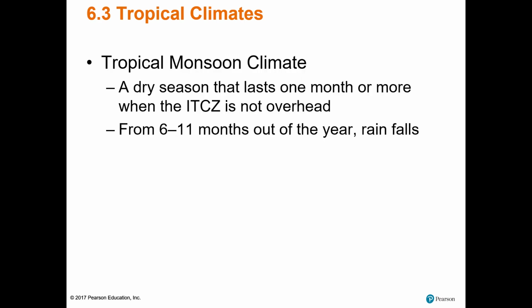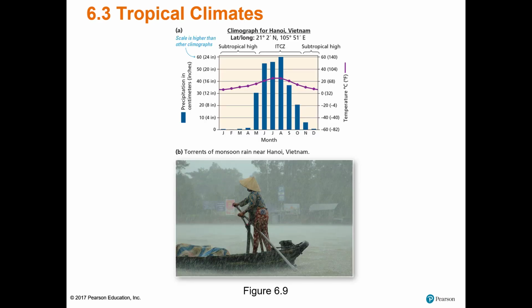In a tropical monsoon climate, there is a dry season that lasts 1 month or more when the ITCZ is not overhead, because the ITCZ is a zone and it shifts. So for about 6 to 11 months out of the year, rain falls in a tropical monsoon climate. Here is a representative image and climograph for Hanoi, Vietnam.